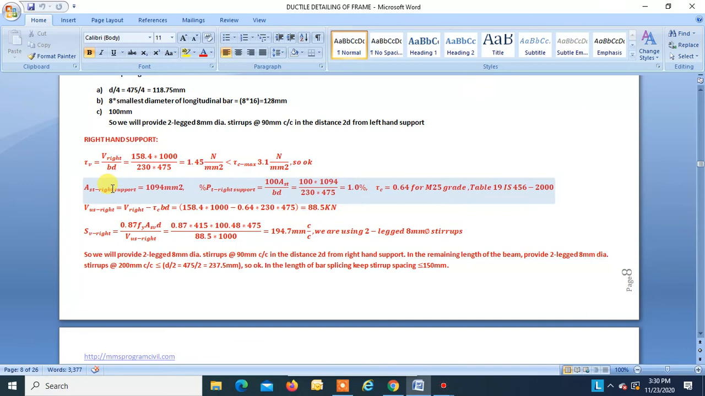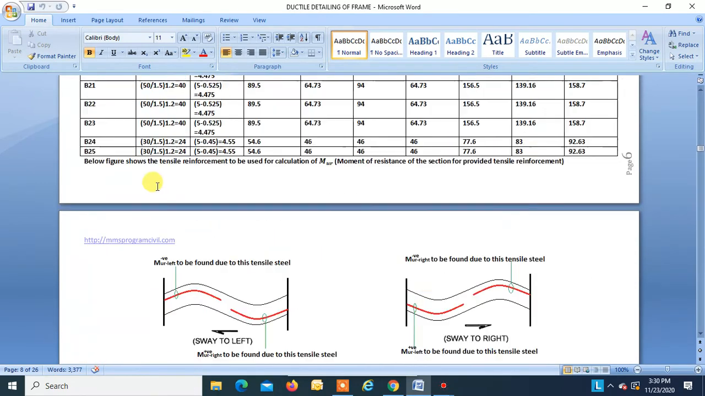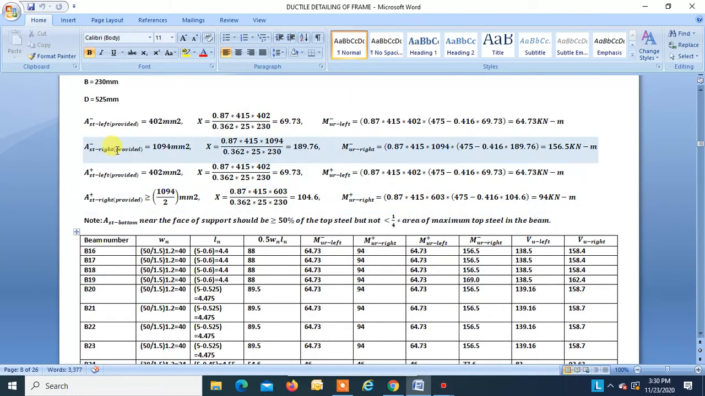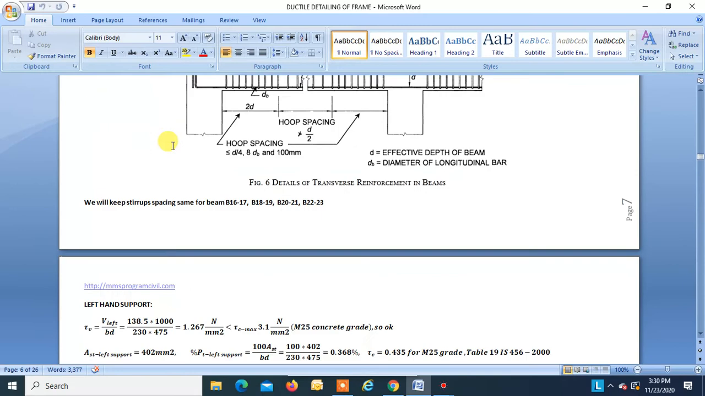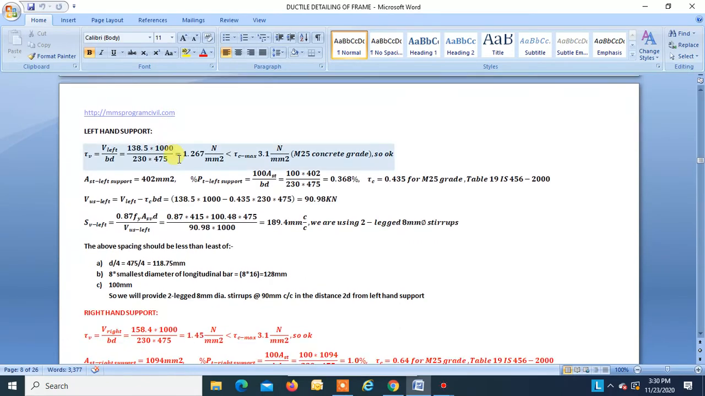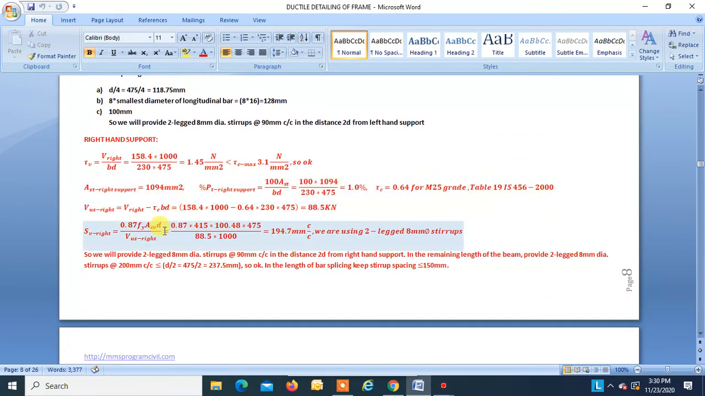Now AST provided on the right support is 1094. 1094 is the steel provided, the top steel, the main tensile steel. We have to take the tensile steel. So PT is 1%, and the corresponding tau c is 0.64 for M25 grade concrete. Now tau c is again found to be less than tau v, and tau v is less than tau c max.